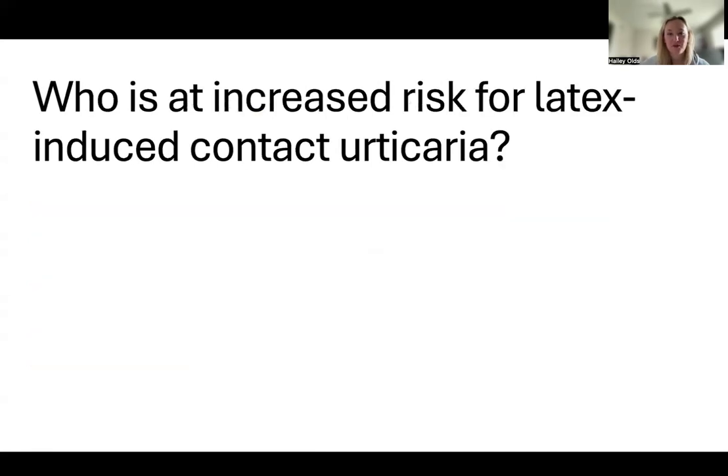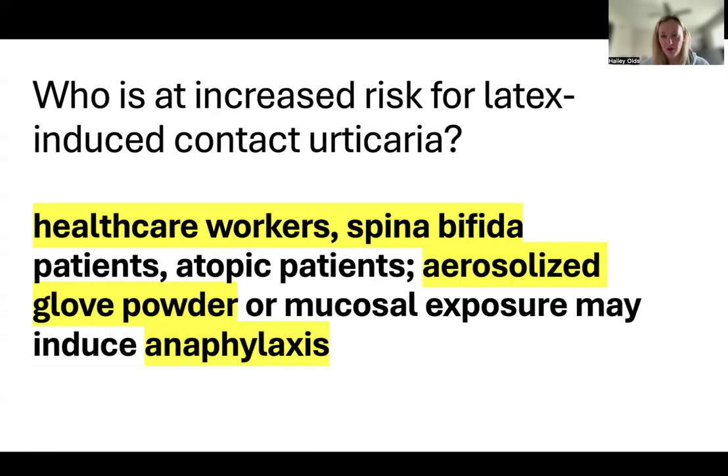Who's at risk for latex-induced contact urticaria? So one that seems pretty straightforward is healthcare workers, but also spina bifida patients and atopic dermatitis patients. And sometimes aerosolized glove powder on mucosa or mucosal exposure can induce anaphylaxis. So you have to be really careful in these patients not to have latex gloves around.